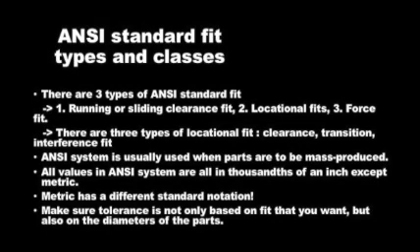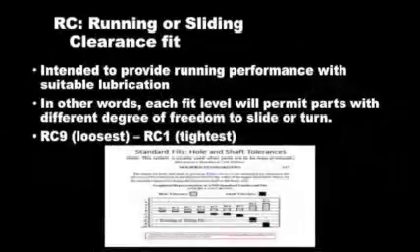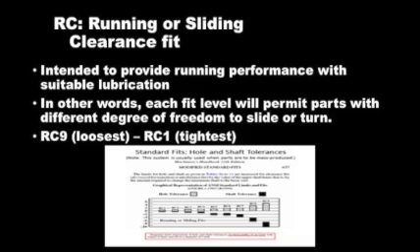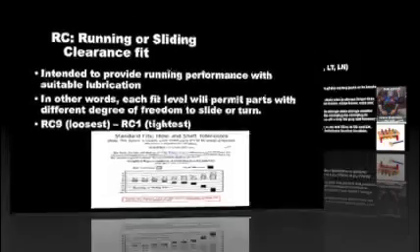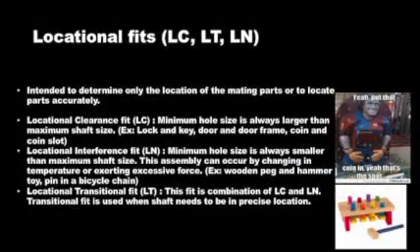If you're going to mass produce a product, you will use the ANSI standard fit types and classes. To start, you will first need a running or sliding clearance fit. This ranges from RC9, the loosest, to RC1, the tightest. There are locational fits too. They help you determine the location of the mating parts.